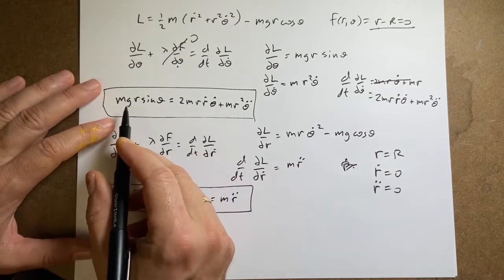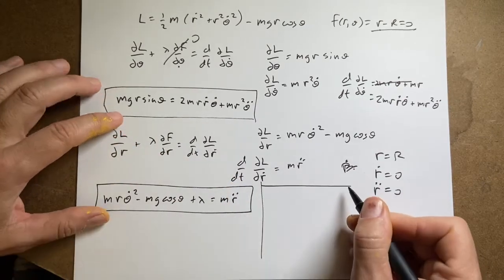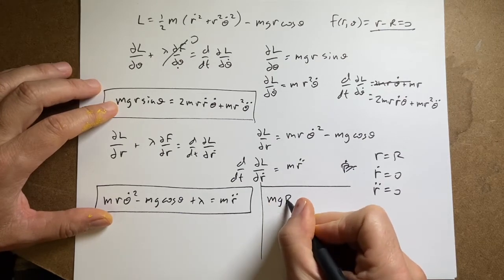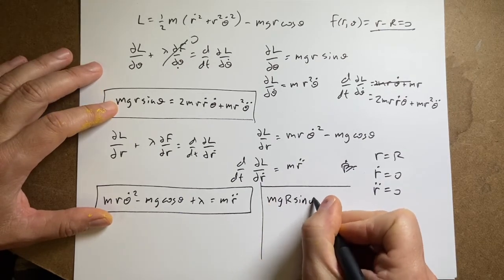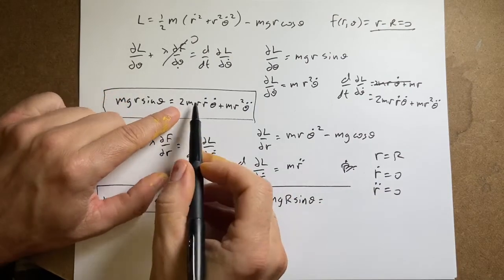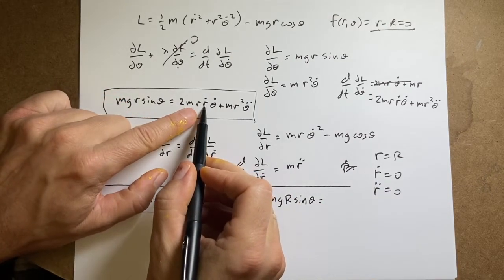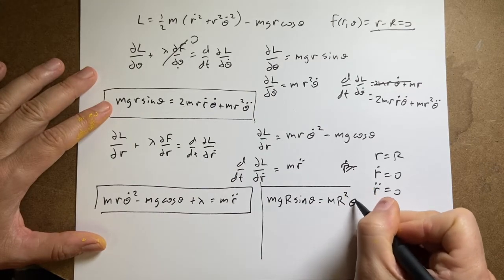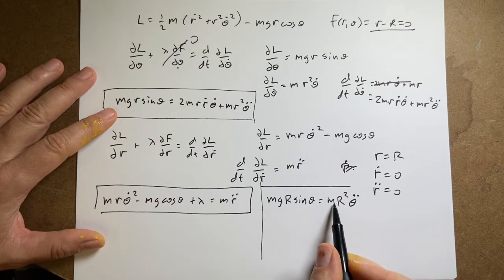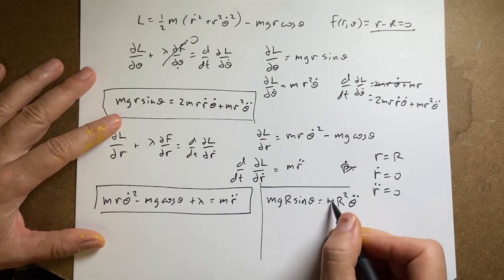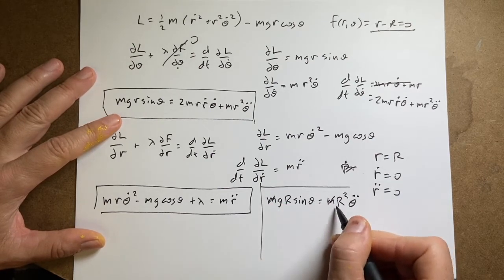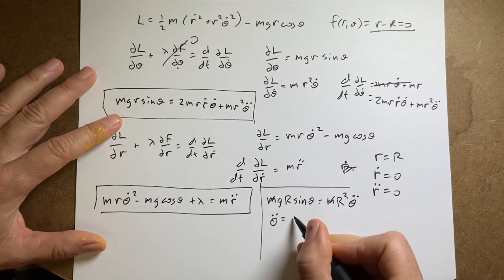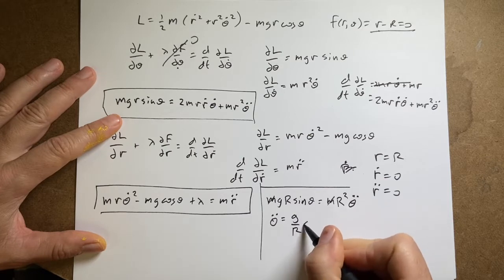So now I can put those into these equations up here, and I get this one is going to be mg capital R sine theta equals, now this term I have an r dot of 0, so that's gone. So I get m r squared theta double dot. Let's go ahead and solve for theta double dot. The mass cancels. If I divide this by r squared, I get theta double dot equals g over r sine theta.